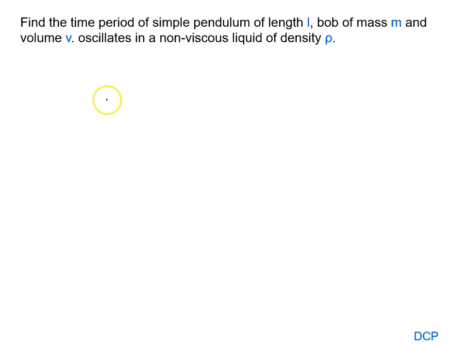Find the time period of a simple pendulum of length L, bob of mass m and volume V, oscillating in a non-viscous liquid, meaning we have to ignore the coefficient of viscosity eta. The density of the liquid is given to us, it is rho.